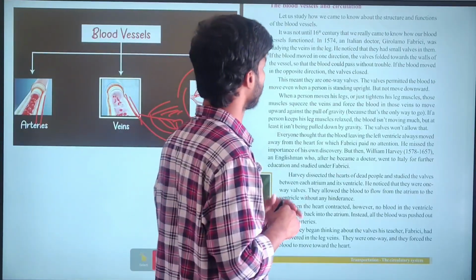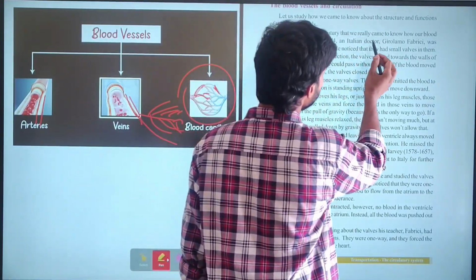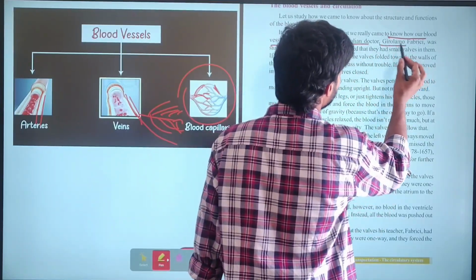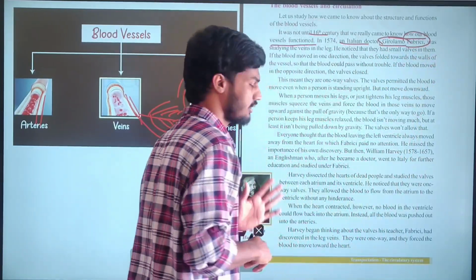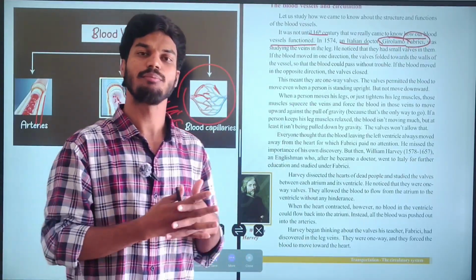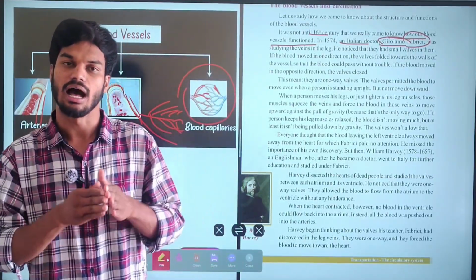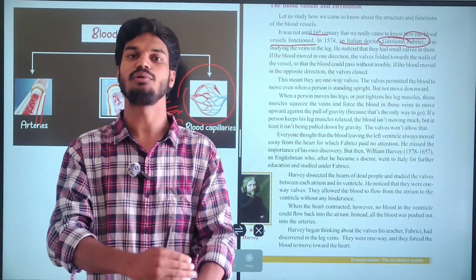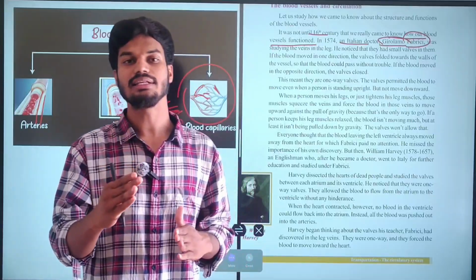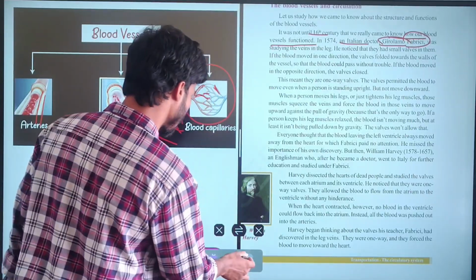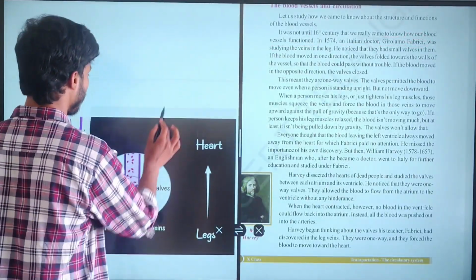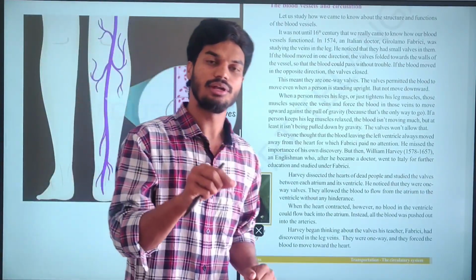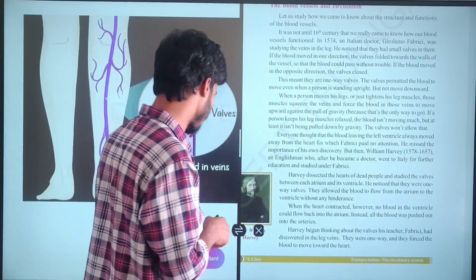Next, in the 16th century, people came to know how the blood vessels functioned. The Italian doctor Girolamo Fabrici found how the blood vessels are connected to all our body parts, as well as how the blood is able to flow. So he found that the blood flows in a single direction, unidirectionally.